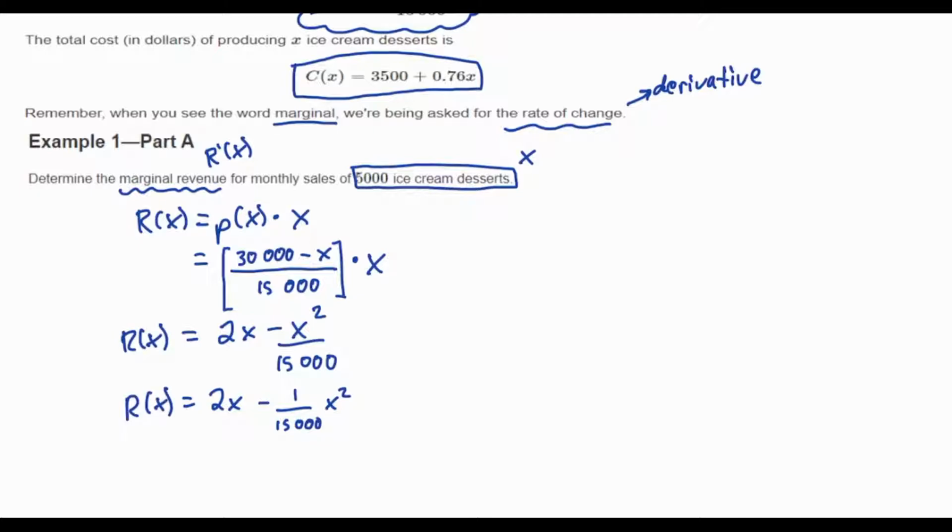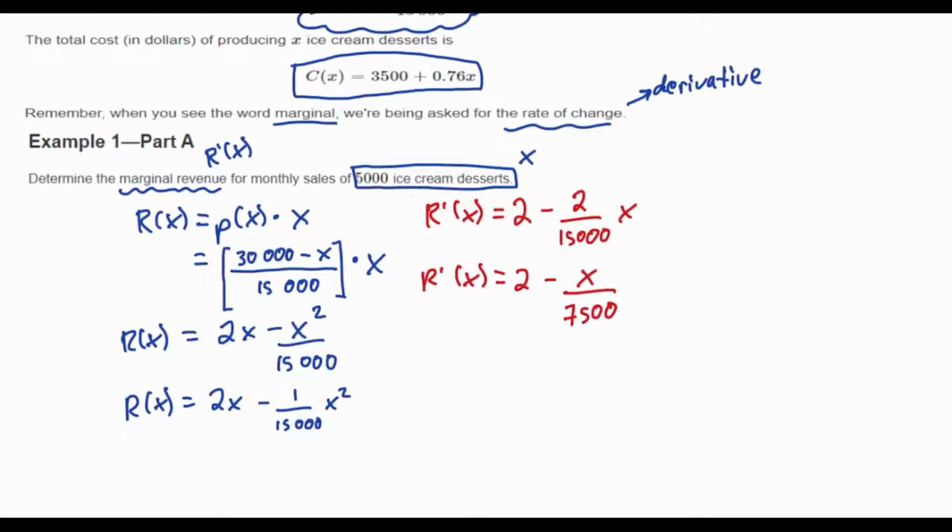So R of X. So I stated my original function. Now I need to find the marginal revenue. Remember, that means I'm going to need to find the derivative. So let's find the derivative, and I'll switch colors here. R prime X is going to be 2 minus 1 over 15,000 times 2. So I'll make that into a 2 times X. Can we simplify that a little bit? Yes, we can. R prime of X equals 2 minus X over 7,500.